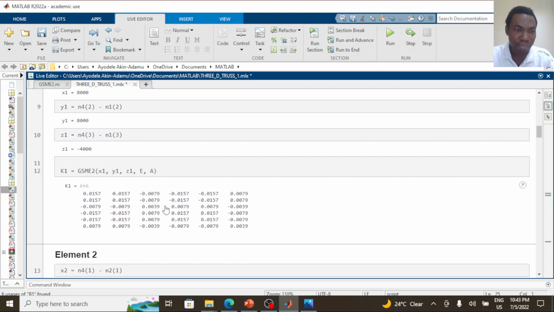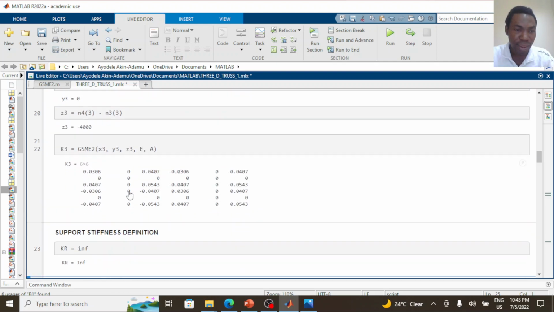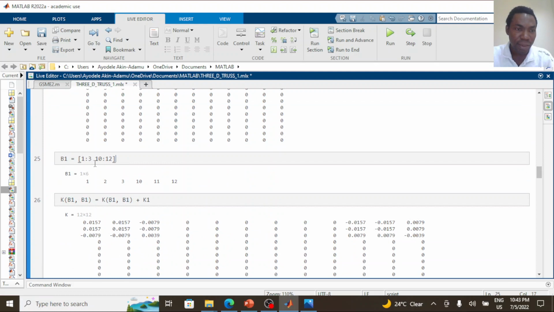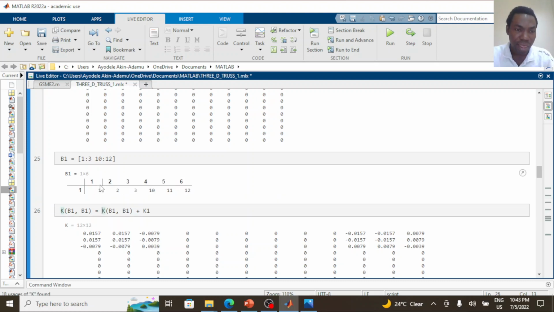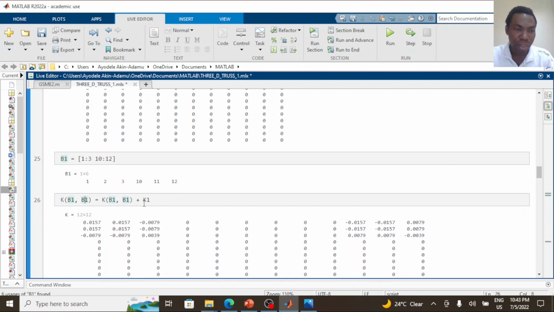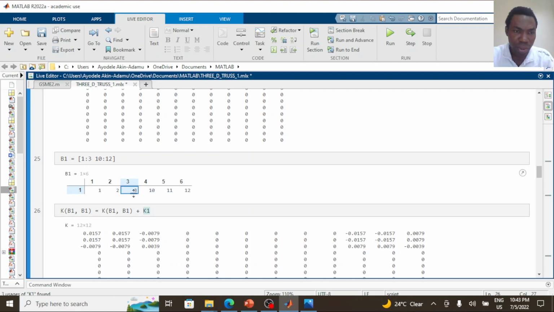That is why B1 here is defined as 1 colon 3, meaning 1, 2, 3, and 10 colon 12, meaning 10, 11, 12. So this is my degree of freedom numbering for element 1. I created this vector because I want to use it to add my K1 matrix. I want to write K1 at this position in the global system matrix, at positions 1, 2, 3, 10, 11, and 12 in the rows and columns.